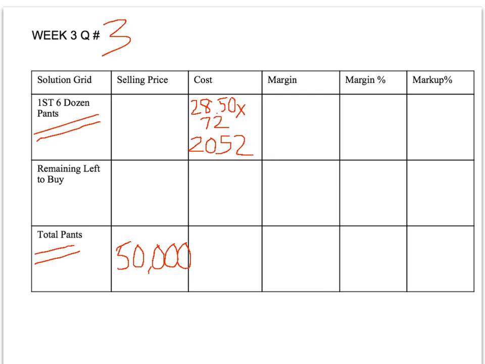Those same 72 pants retail for $79.99. 72 units for a total retail on the pants of $57.59. The question says, by how much will she have to mark up the remaining pants? So, what is the markup on the remaining pants if she wants to average a markup of 62%?